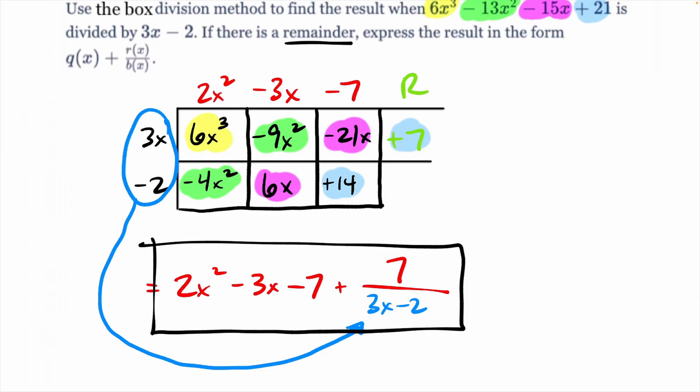If you have a remainder, that's always going to go on the bottom. If you don't have a remainder, you don't need that. We didn't do that last time because we didn't have a remainder. That's the only difference when you have a remainder. Okay?